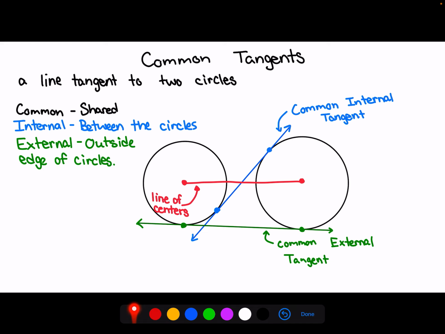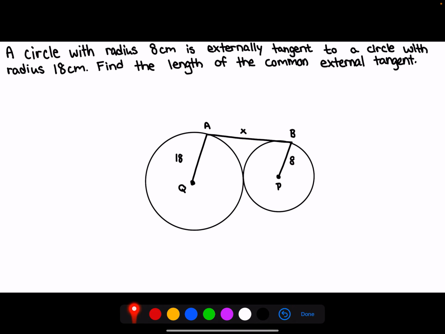All right. With those definitions and everything that we've learned today in terms of definitions and properties and theorems, let's go ahead and jump into some problems. Our first problem is a common tangent problem.